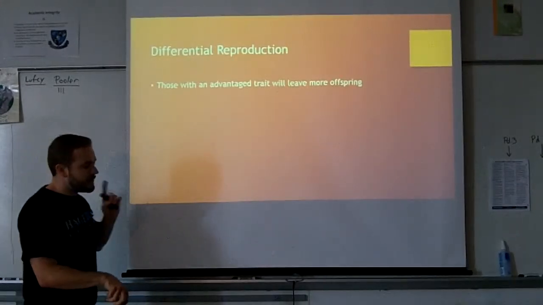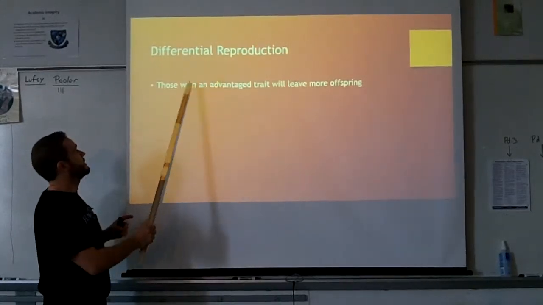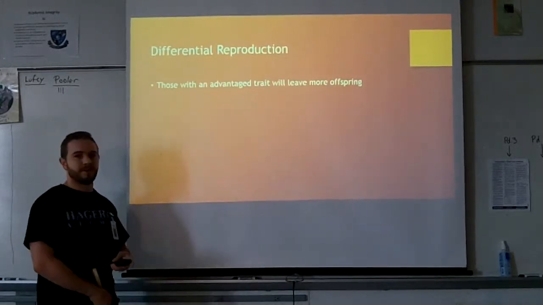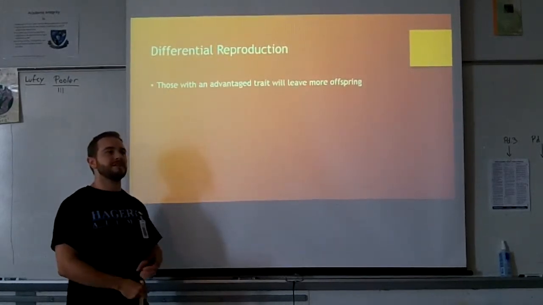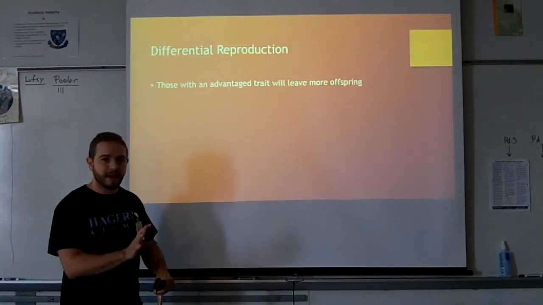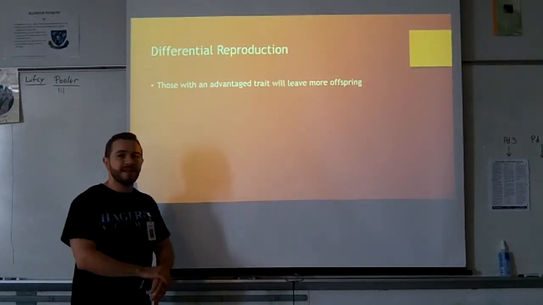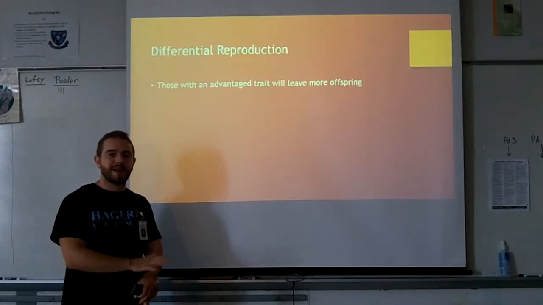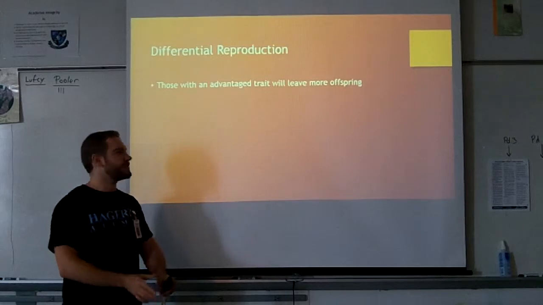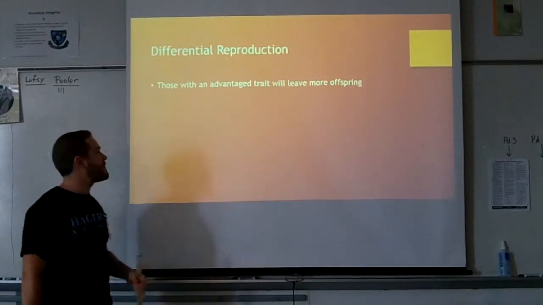So if you have this adaptation, it has to lead to differential reproduction. So those with an advantaged trait will leave more offspring. If your advantage doesn't allow you to live longer or survive certain kinds of death, and thus be able to mate more and pass on more of your genes, then evolution won't take place. Because remember, it has to occur within a population, not just one individual for evolution to take place. So you have to have more offspring than the others around you.